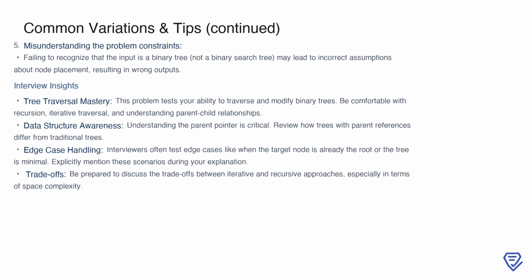Another common variation to watch for is misunderstanding the problem constraints. Remember, the input is a binary tree, not a binary search tree. Assuming node placement follows binary search tree rules can lead to incorrect results.